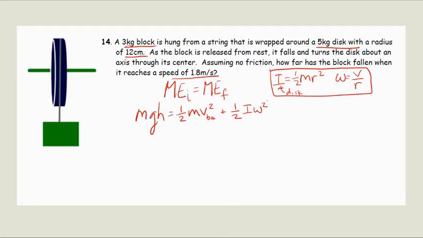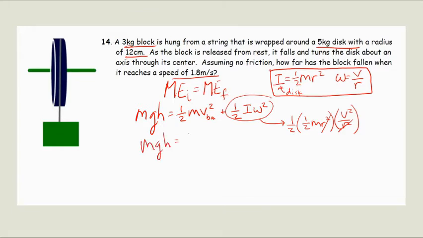Okay. And so this ends up translating into, I'm going to put this on the side, 1/2 times 1/2 mr squared times v divided by r, and that's squared. Okay. So our r squared ends up canceling, and we end up getting 1/4 mv squared. So we end up getting mgh equals 1/2 mv of the box squared plus 1/4 mv squared.